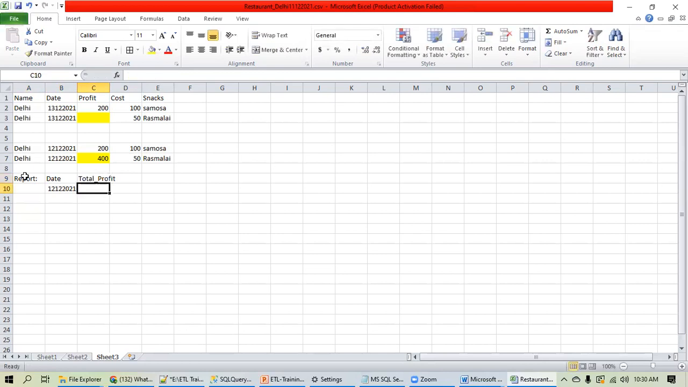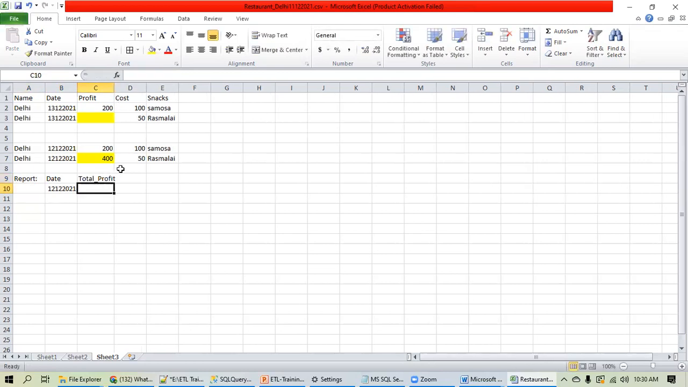Then the total profit for 12th December, 400 plus 200, 600, right? Okay. Now, if this is the scenario, you have missed this Rasmalai profit. So on 13th of December, what will be the total profit, guys? 200. Okay.